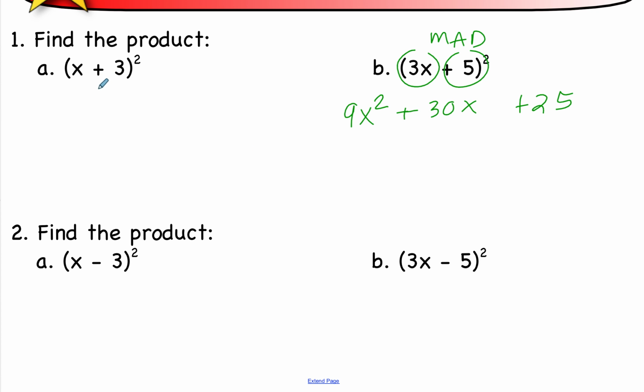So how about over here? X minus 3 quantity squared. We're going to square the first one, square the last one, multiply together, we get 3x, double it, we get 6x. So I went ahead and did number 1. I think I'll have you do number 2 and bring that answer to class.